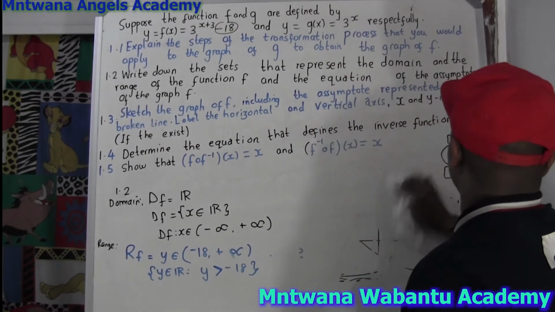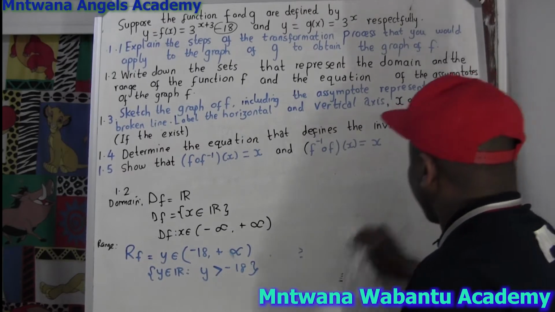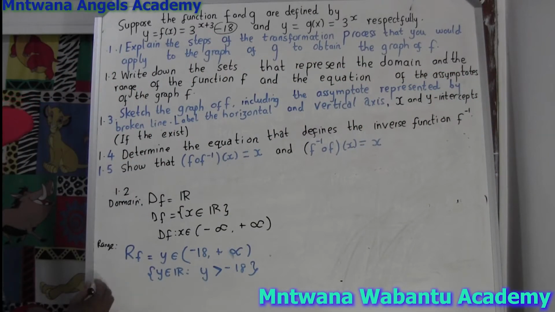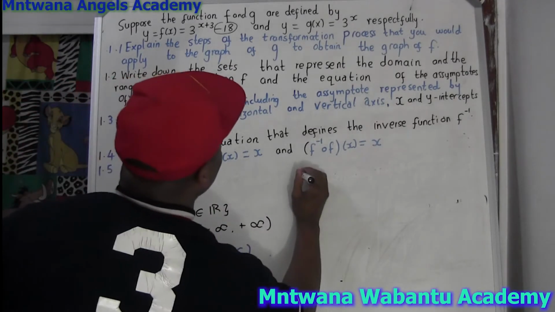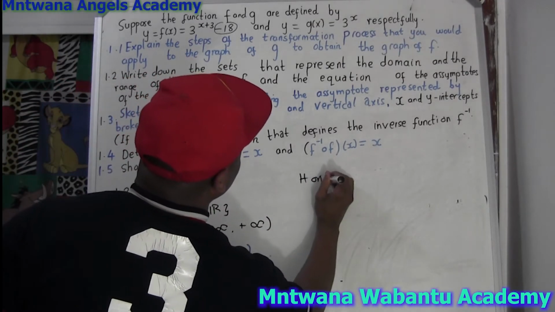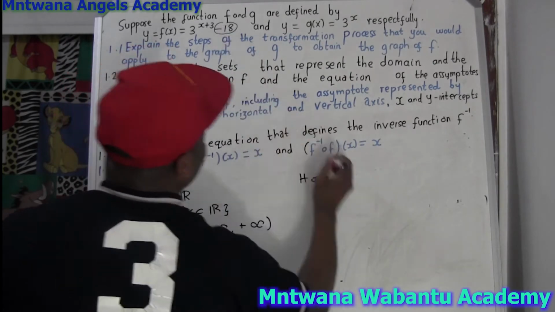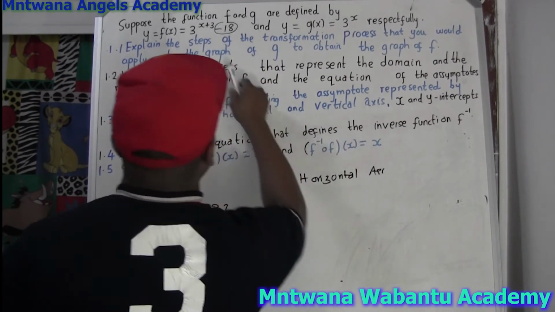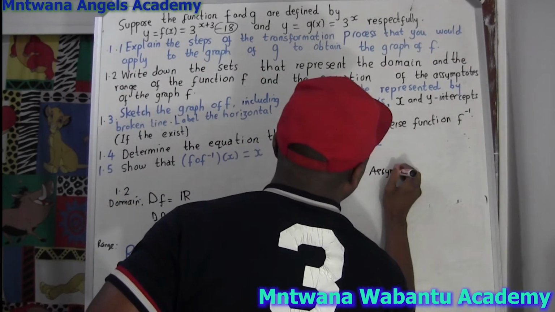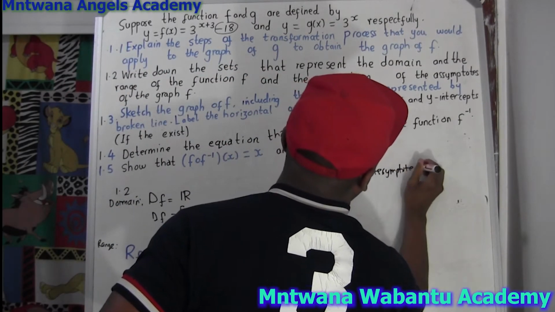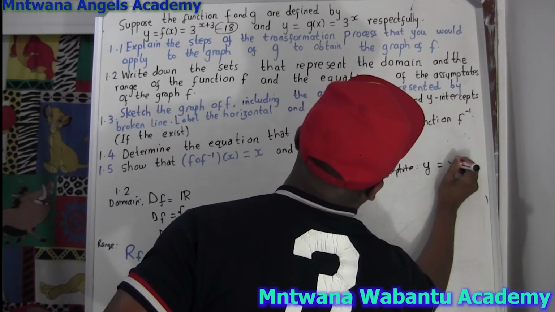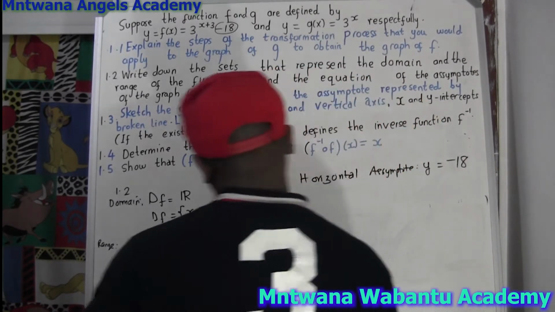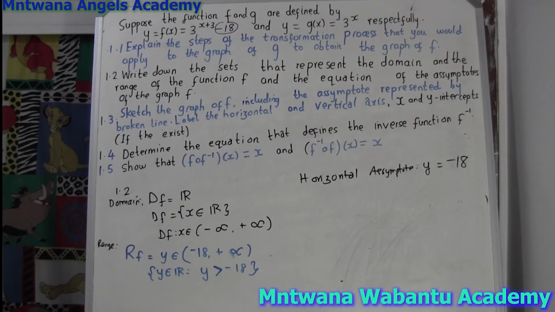Now, the equation of the asymptote. We have a horizontal asymptote. The horizontal asymptote is this value here, -18. It is the value of y equal to -18. Okay, cool. Now let's go for the next one.